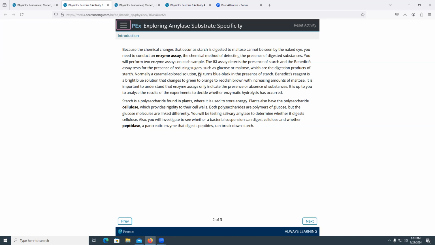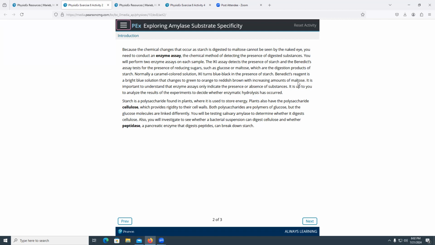And there's no reaction that is only on the reactant side. We need to know what's happening on the product side. So on the product side, you have the Benedict reagent. Just like IKI happens to be caramel colored and turns into blue and black, Benedict is not caramel colored. Benedict is actually bright blue, but it changes into green, orange, or red.